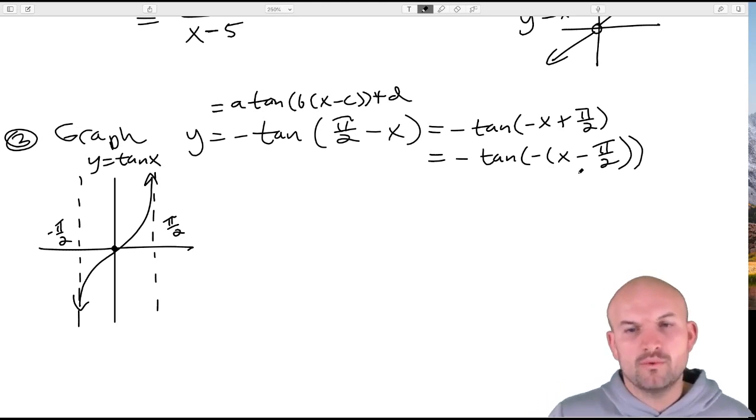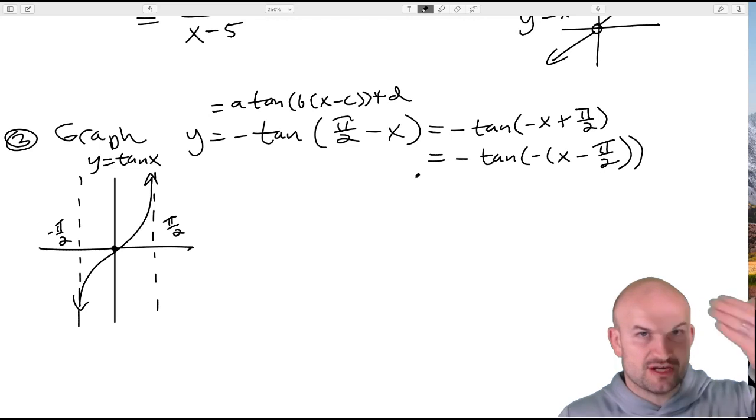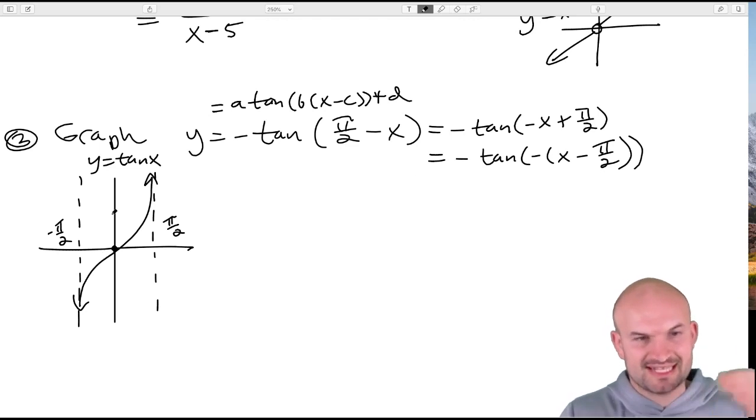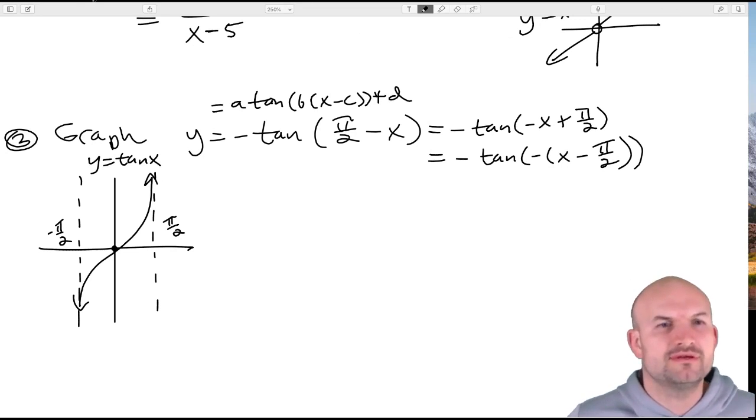So what I'm going to do is understand these reflections first. When I have a negative outside of my function, that is a reflection about the x-axis. So if you take this graph and reflect it about the x-axis, now you're just going to have a nice little curve.